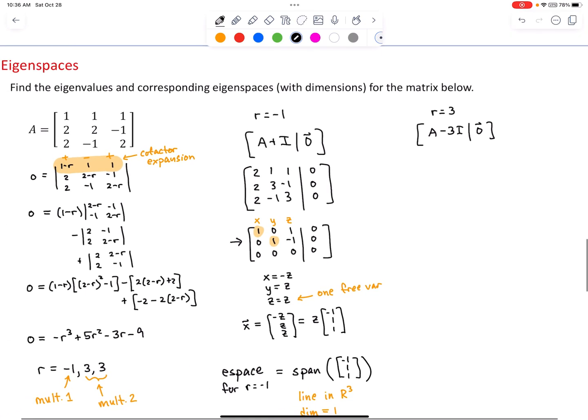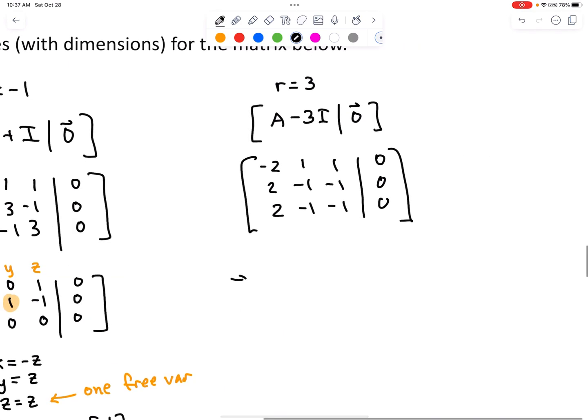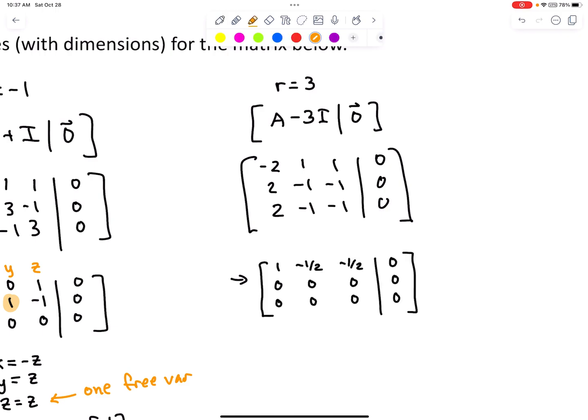So this time remove 3 from the main diagonal. It gives us a new main diagonal of negative 2, negative 1, negative 1. And the other entries do not change. Okay, now put this augmented matrix in reduced row echelon form. And notice this time we have only one pivot position right here. So we have two free variables, y and z.